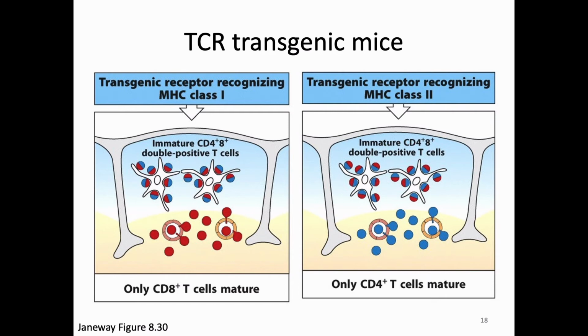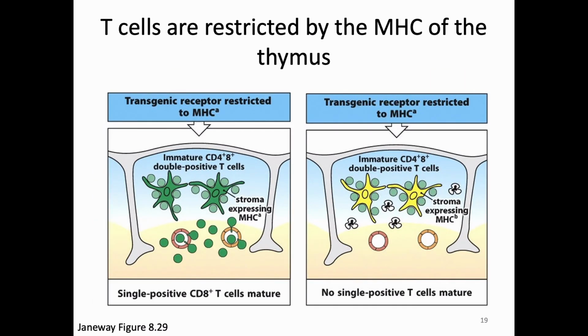But you could also think a little bit about the MHC type here. If I put in a transgenic receptor that is recognizing an antigen that's presented by the MHC of type A, so one genetic type of MHC, type A, then the single positive cells are going to mature. And if it was a class 1, they'd be CD8s. It would work. Hooray, good job, us.